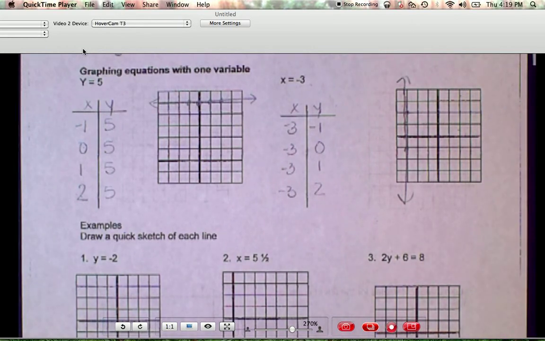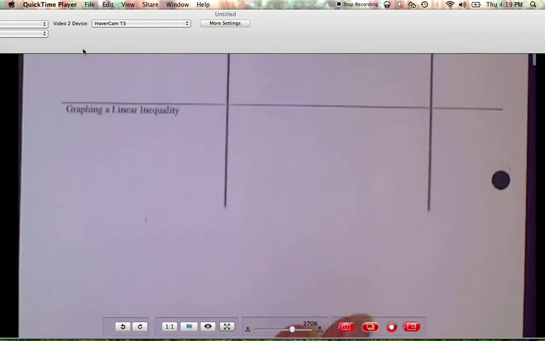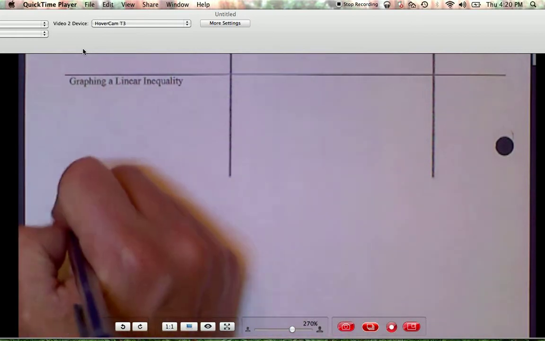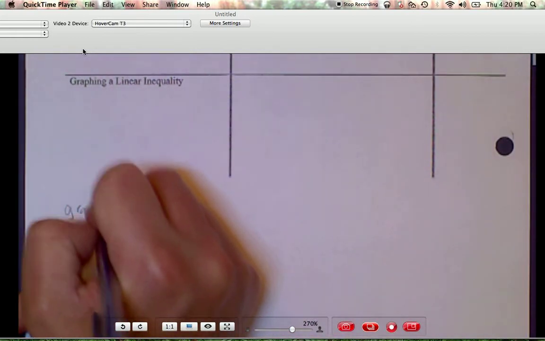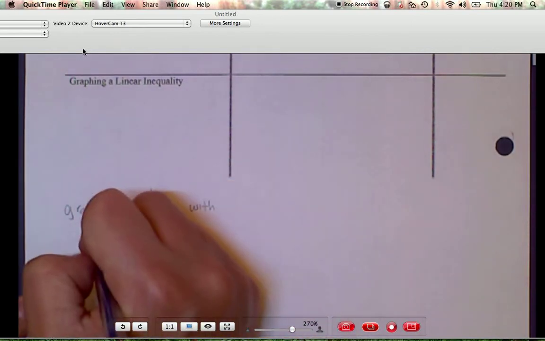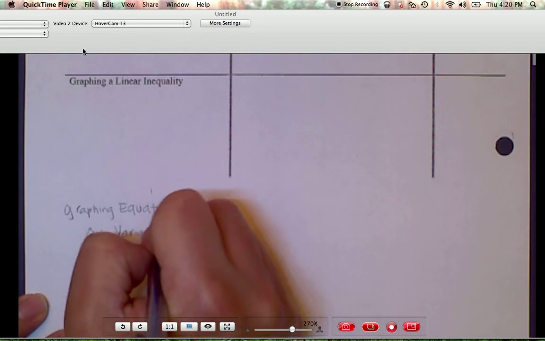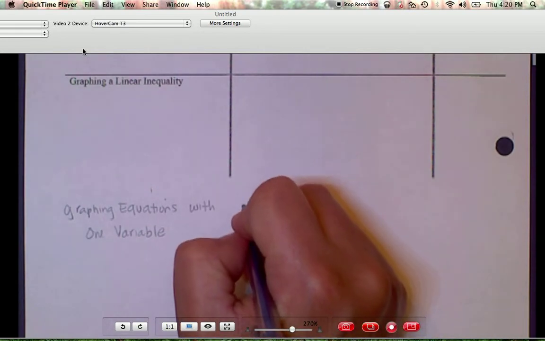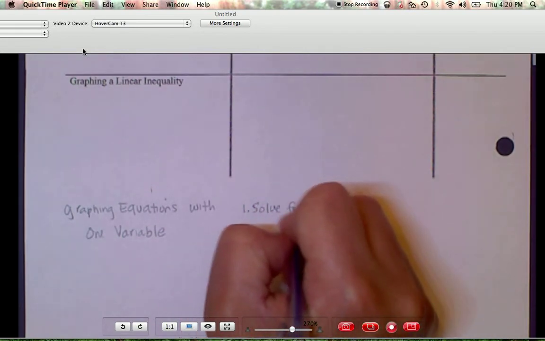And we're going to go ahead and write this on your Cornell note sheet. When you're graphing equations with one variable, we're going to flip it over to the back side, and if it's not already on your sheet, you can add it to the bottom. Graphing equations with one variable. Okay? So when you graph an equation with one variable, the first thing you want to do is solve for that variable.